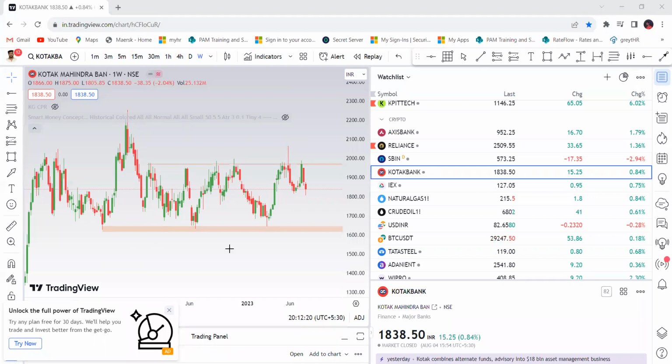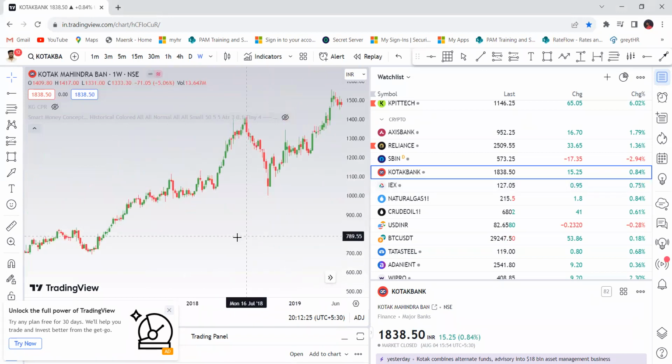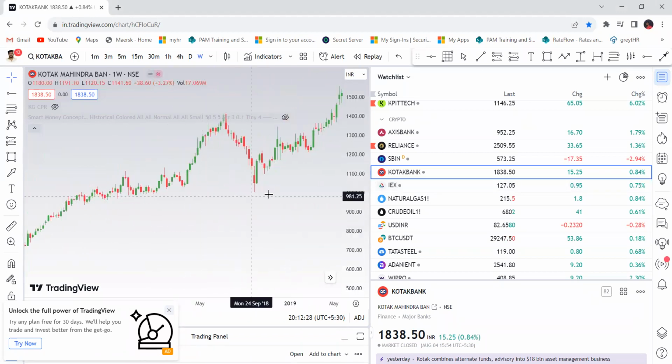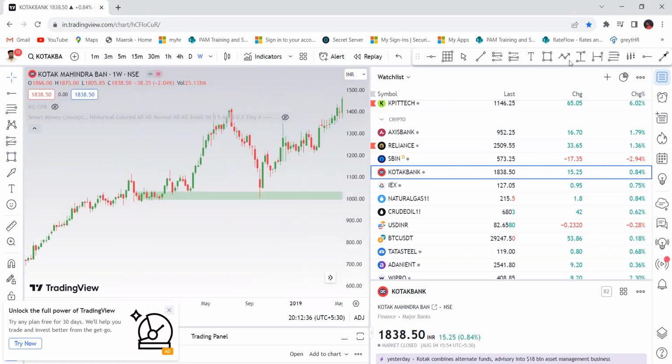Let's see if anywhere I can find the morning star. Got it. Price started falling, then we have a morning star, then price started shooting up. So this is a morning star: red candle, then indecision candle, then the green candle.